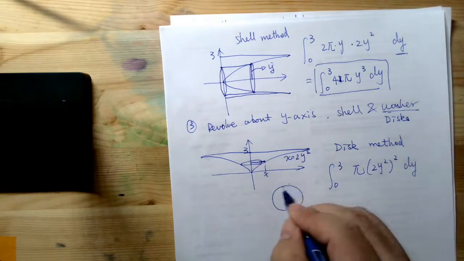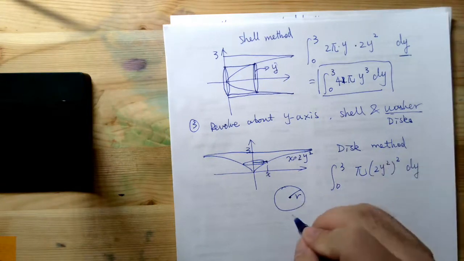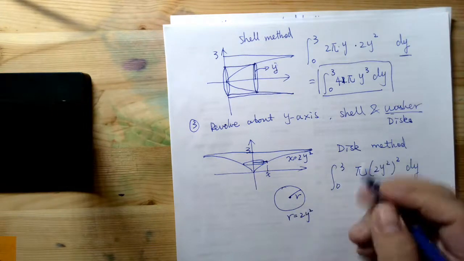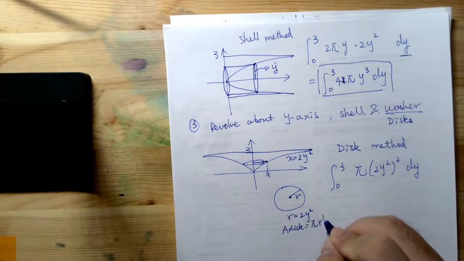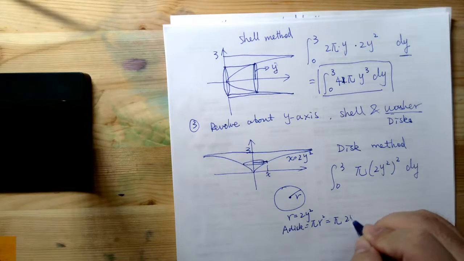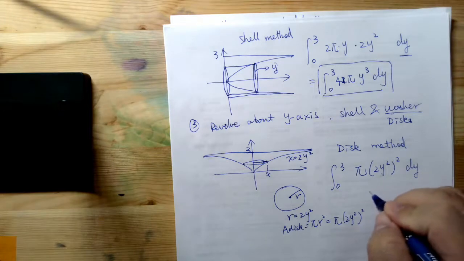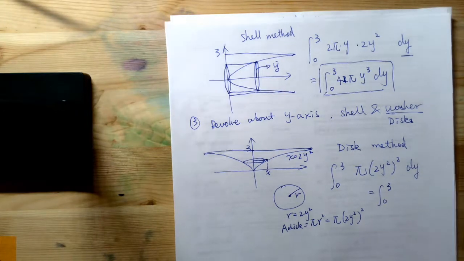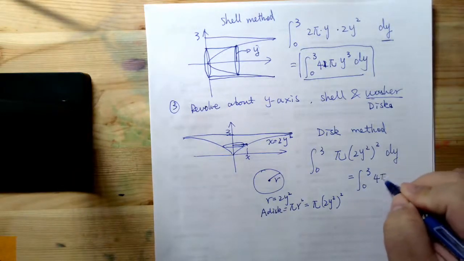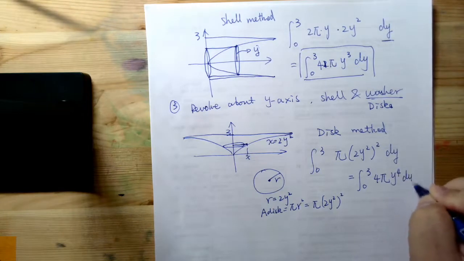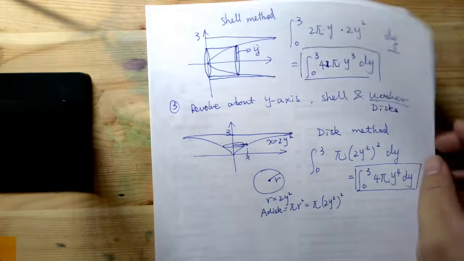Remember, the disk method is to figure out the radius. In this problem, the radius is 2y squared. So the area of this disk is pi times r squared, which gives us pi times 2y squared, squared. And that's how we put it here. Of course you can simplify this, from 0 to 3. You're going to have 4 pi y to the power 4 dy. So that is using the disk method. It's pretty straightforward.